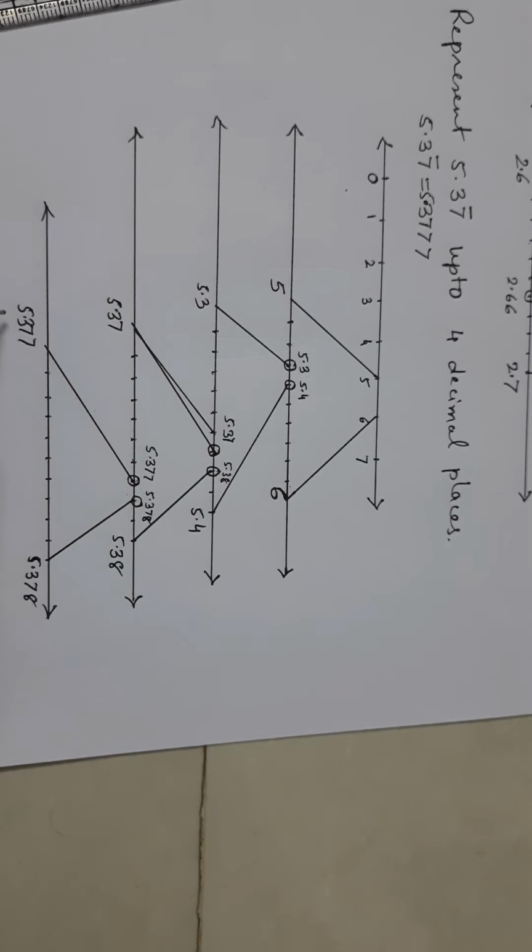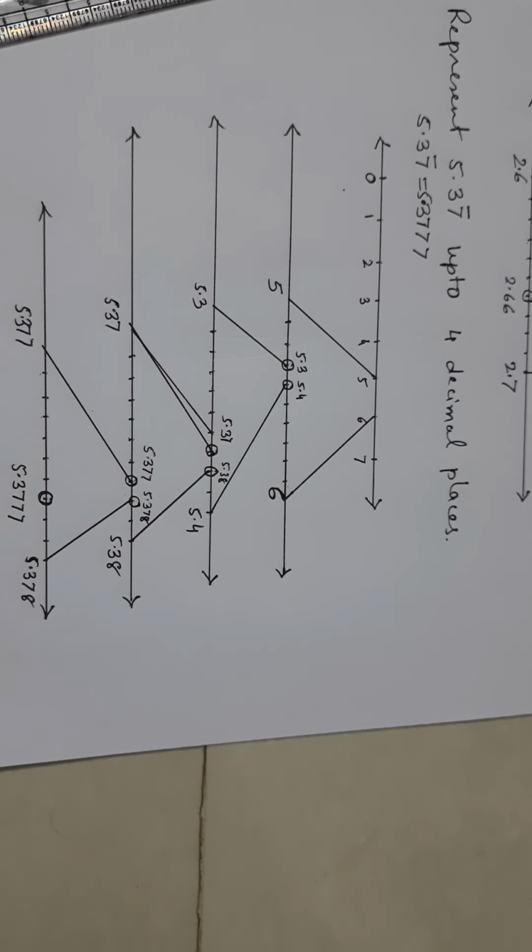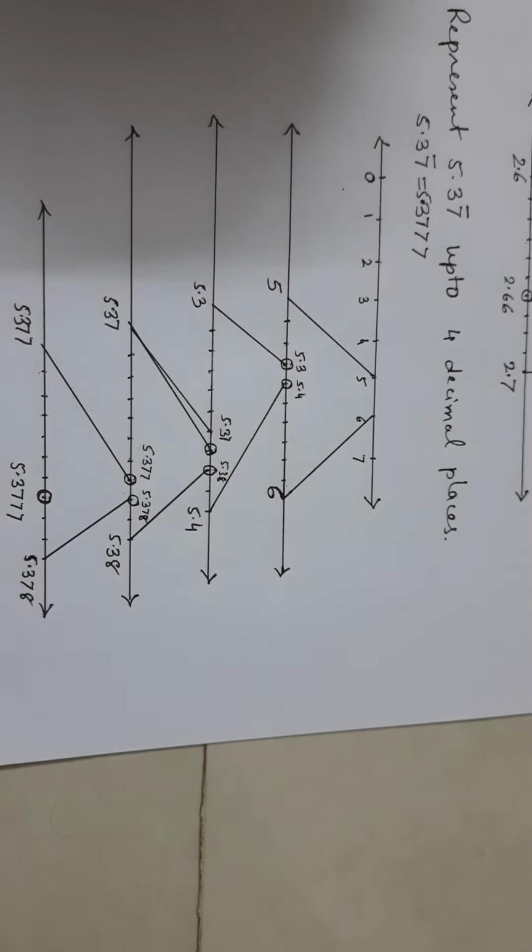Now we want 5.377. So it is 1, 2, 3, 4, 5, 6, 7. This particular point is 5.3777. We have represented up to 4 decimal places. Let's see one more example.